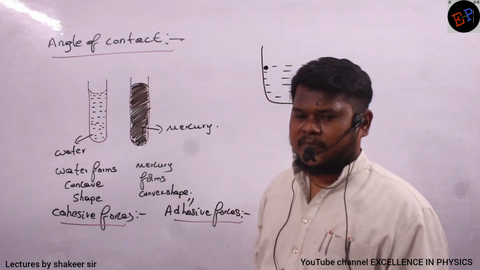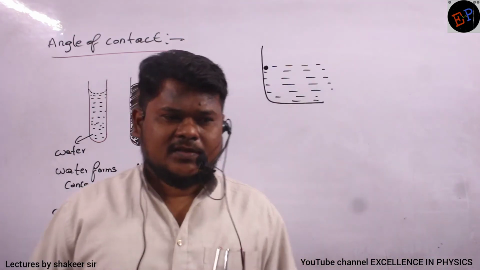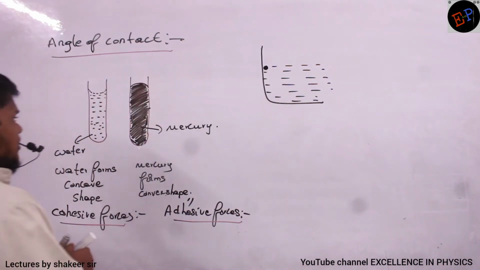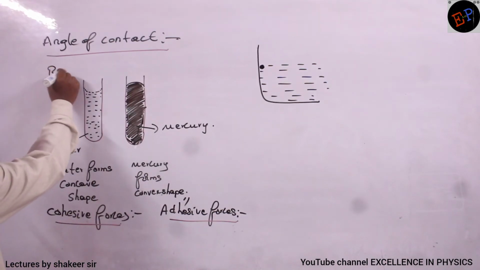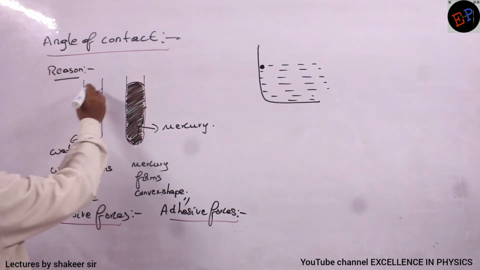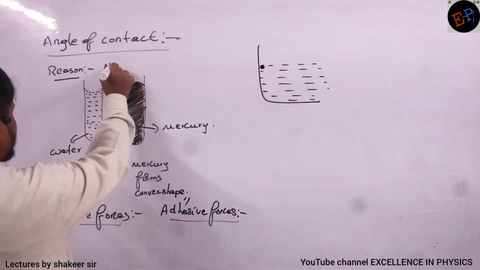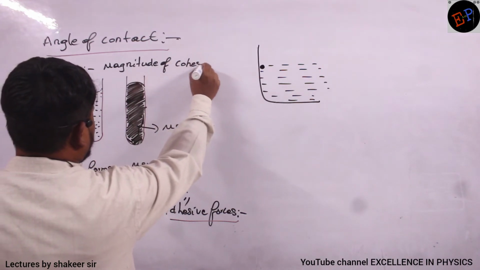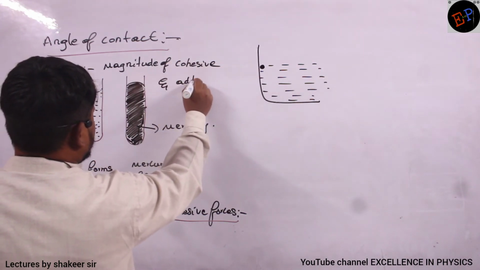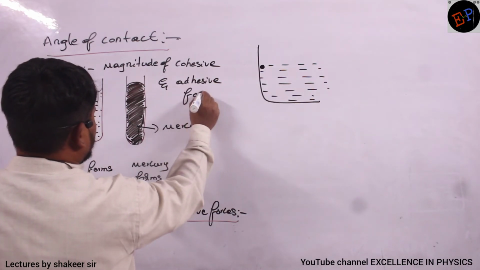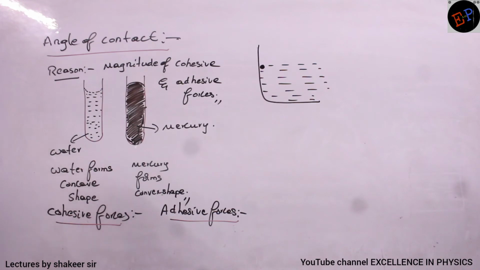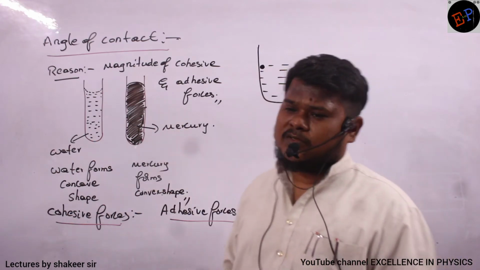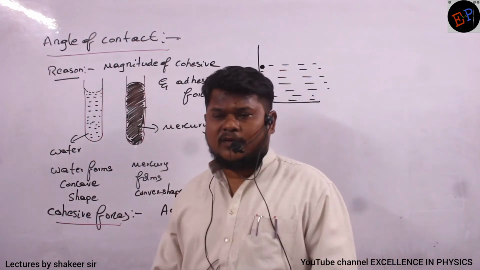convex shape. What is the reason for this? The reason is the magnitude of cohesive forces and adhesive forces. So write down: the reason for different shapes is the magnitude of cohesive and adhesive forces. The magnitude of cohesive and adhesive forces decides the shape of the meniscus. The scientific name for this shape is meniscus, liquid meniscus.